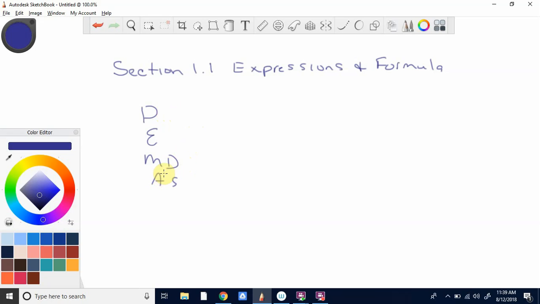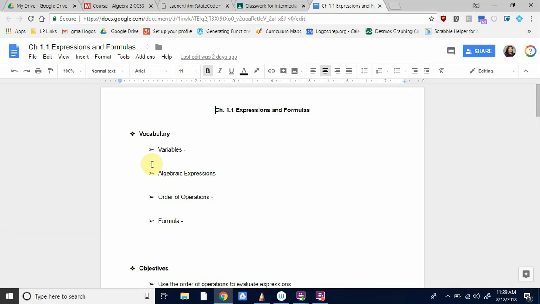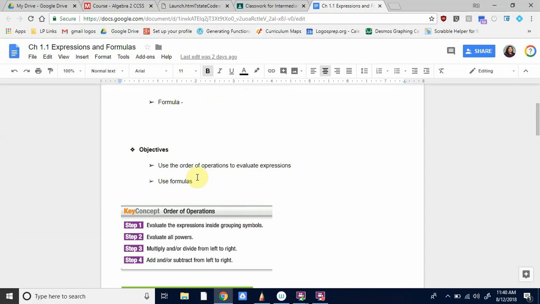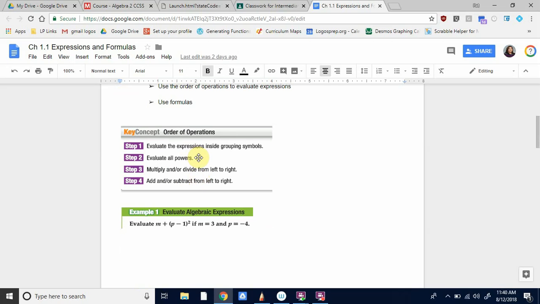Okay, formula, which is your last vocabulary word. It's just a mathematical sentence that expresses the relationship between certain quantities. So it's just basic. Our objectives for this section are going to be, we're going to use the order of operations to evaluate expressions. And then we're going to use formulas. So if we're looking for one particular piece of information in a formula and we're given everything else, we can solve. So this order of operations is important.